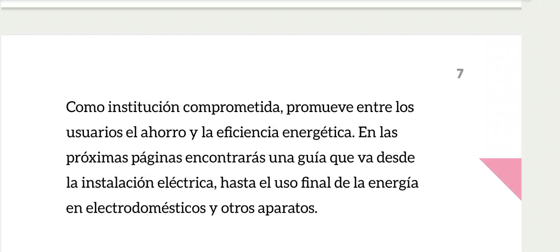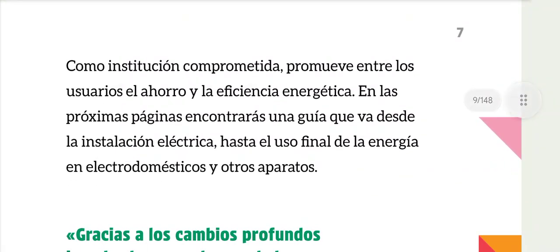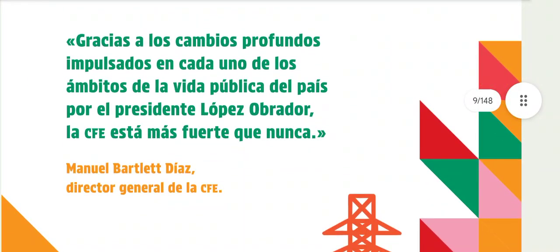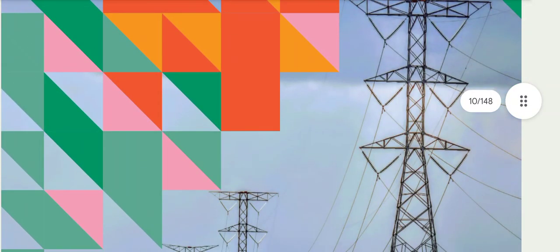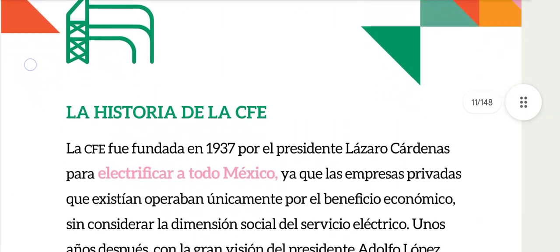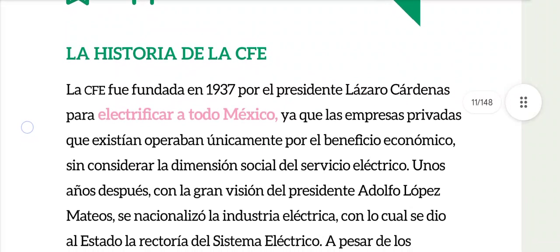Now, aparatos is aparelhos in Portuguese, but aparatos in Latin is like that machine that works. So an aparato is like an apparatus in English. So, okay. And so they're talking about the head of the agency, and, antes de comenzar, before we start with it. And here's the history, so you can see the history.